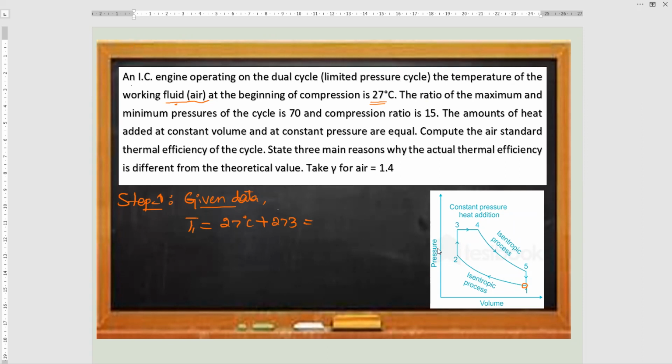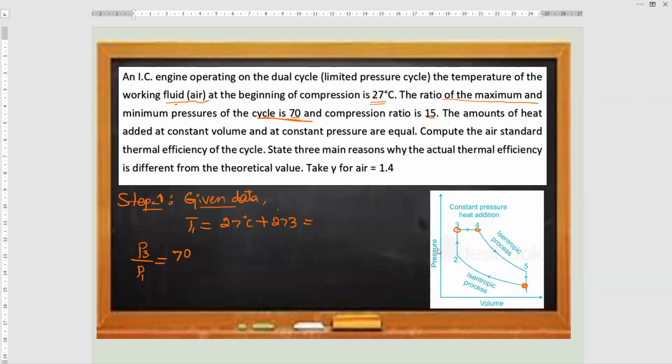And I will be explaining only the procedure. My dear students, it's my request to you to take the calculator and do it individually. The ratio of maximum and minimum pressure in the cycle is 70. So in this PV diagram, maximum pressure is P3, which is also equal to P4, and minimum pressure is P1. What he has given, maximum and minimum pressure of the cycle is 70. Maximum pressure is P3, minimum pressure is P1. That he has given as 70.